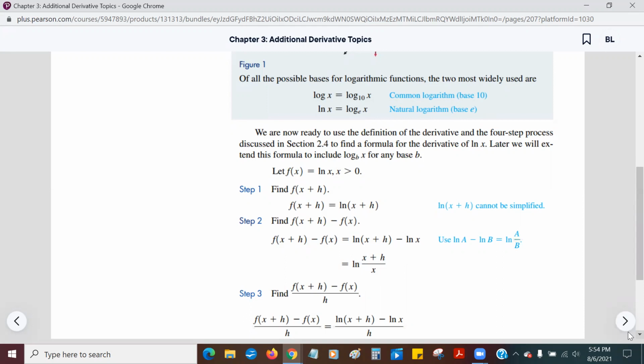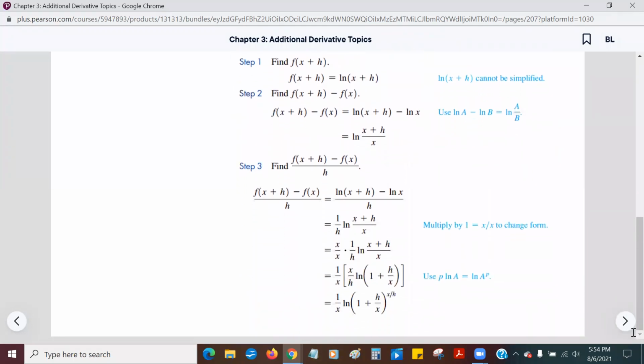Now, we're going to do something a little bit slick. We're going to divide both sides by h. We're going to pull the 1 over h out to the side. Then we're going to multiply by x over x, which is 1. Keep a 1 over x here and put an x over h over here. Then turn that x over h into an exponent, which is a log property. And now, this is how we want it set up.